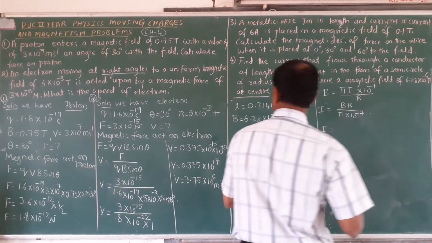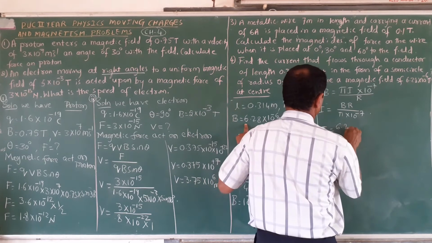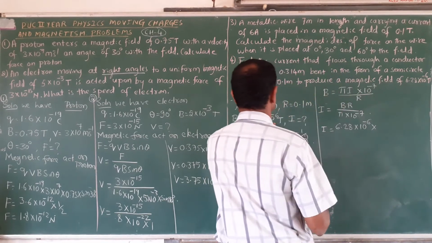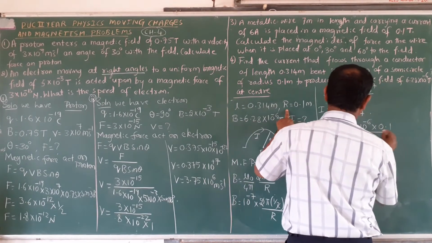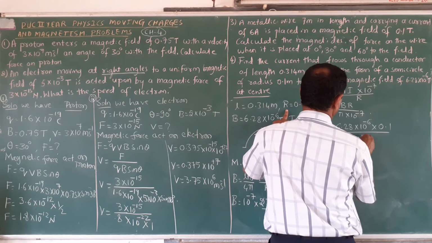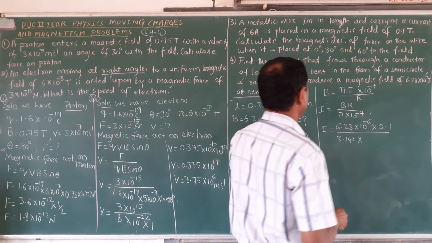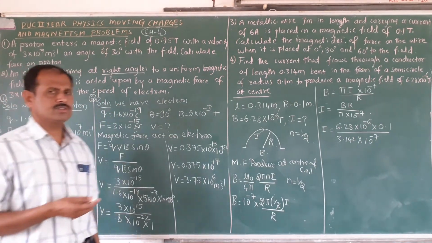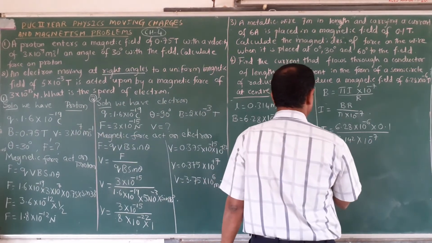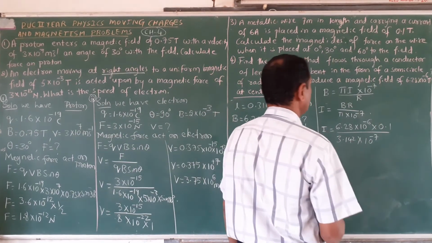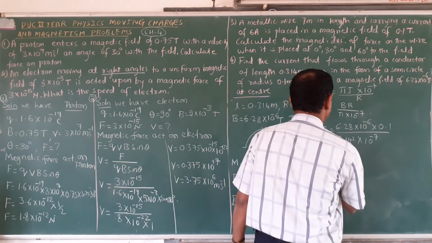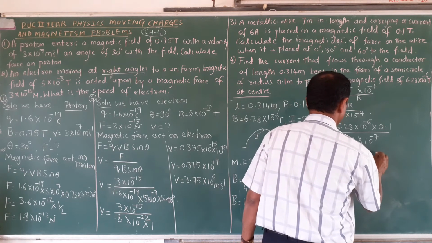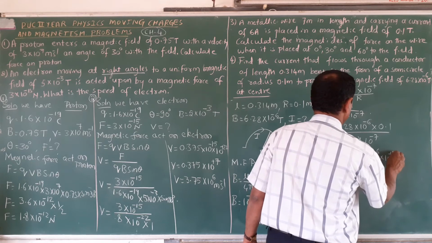Now I is equal to, what is the B value? 6.28 into 10 to the power of minus 6, into R value 0.1, divided by 3.142 into 10 to the power of minus 1. This is one method. Another method is used by Biot-Savart, that is also used here. Now I is equal to, what is your answer? This is 0.628 divided by 3.142 into 10 to the power of minus 6 into 10 to the power of plus 1.